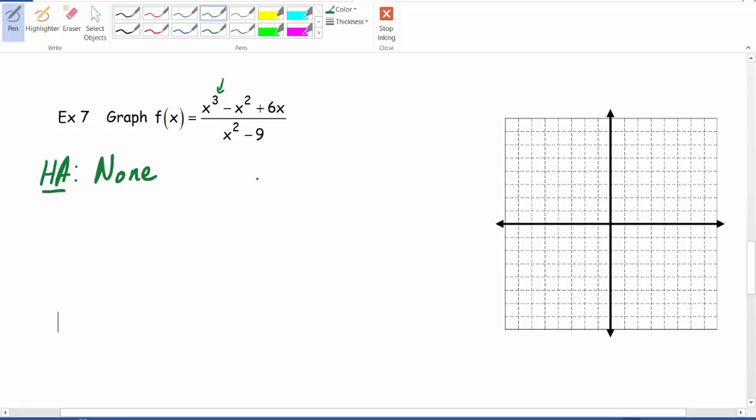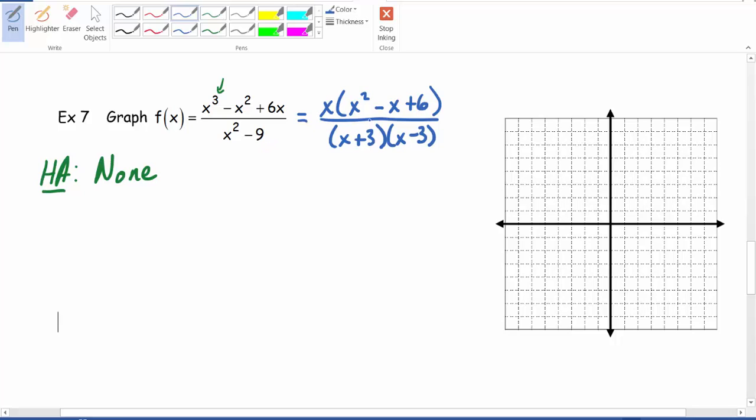So none. Next, typically what we do, simply because we don't know whether we have holes or vertical asymptotes or things like that, is we go ahead and factor this rational function. And when we do that, if we look carefully on the top, we can pull out an x from all these terms. And we would be left then with x squared minus x plus 6. On the bottom, we would have x plus 3 times x minus 3, because we are looking at the difference of two perfect squares there.